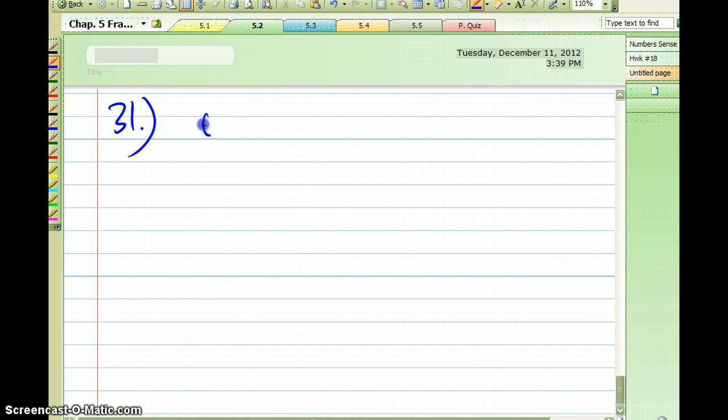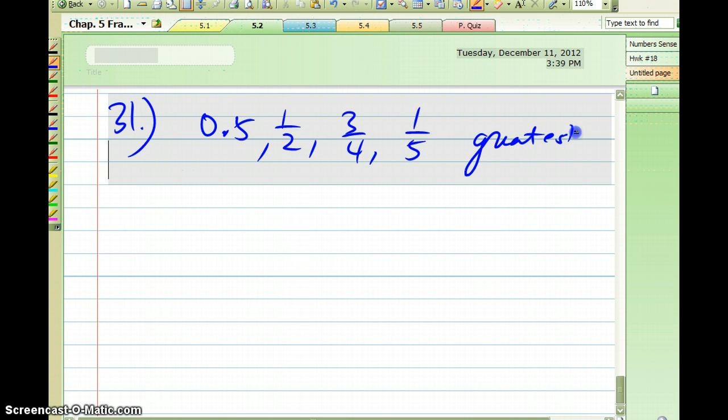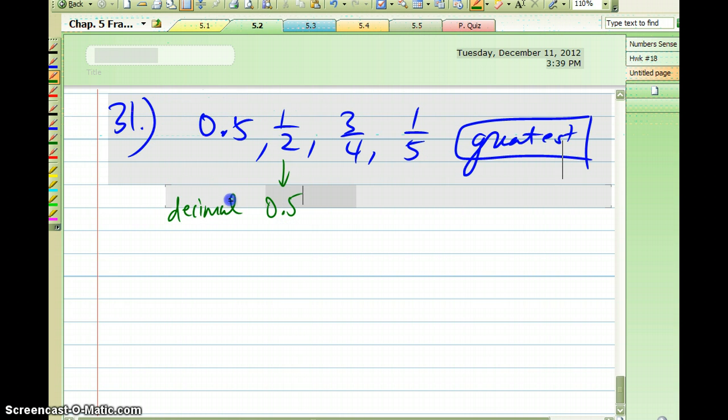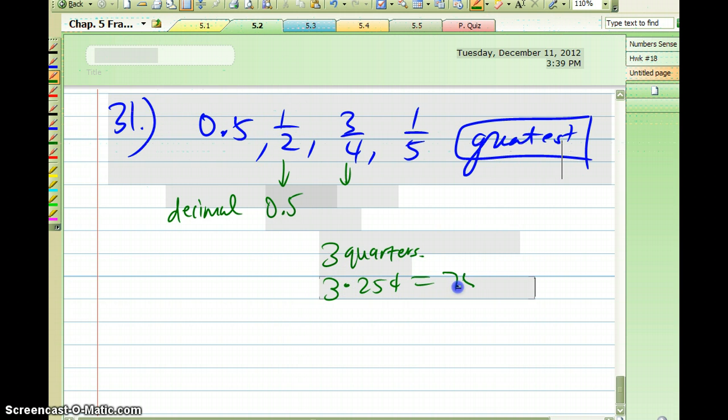Let's look at number 31. I have 0.5, 1/2, 3/4, and 1/5, and I'm looking for the greatest number. Okay, now some of us are pretty proficient in our fractions. We definitely know that half is the same as 0.5, so I'm going to change all of them to a decimal. I think that'll be the easiest to help me compare them. Already we know that 3/4, because quarters, when we think of money, cost 25 cents, if I have 3/4, that makes 75 cents, which makes the decimal 0.75.